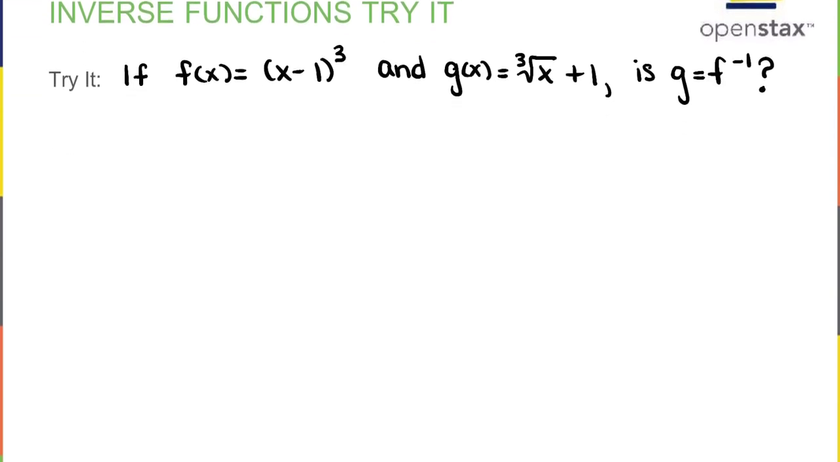Alright, so you guys try this one. If f of x equals (x minus 1) to the third, and g of x equals the cube root of (x plus 1), find the composite functions and determine whether they are inverses of one another or not.